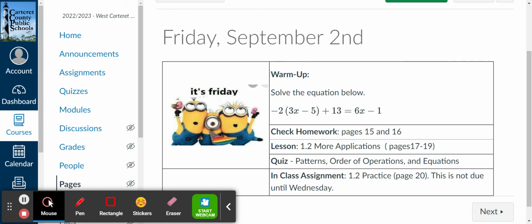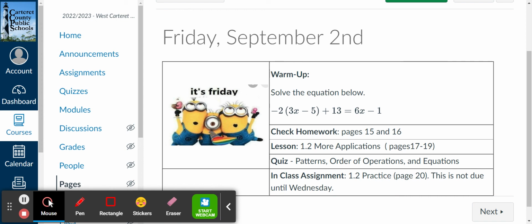It says their sum, so I have to add them all together. X is my first integer, plus x plus 2 is my second integer, plus x plus 4 is my third integer, plus x plus 6 is my fourth integer, and they all sum up to 60. How many x's do I have all together? 4.